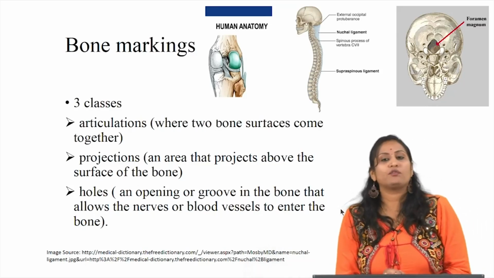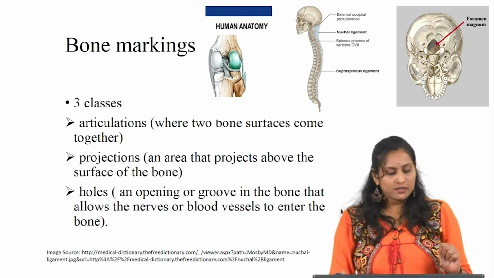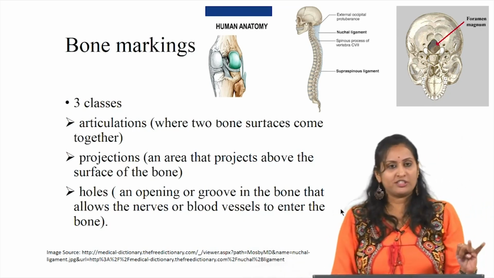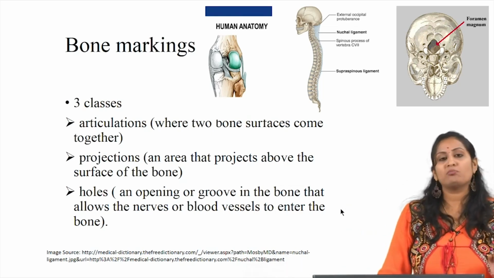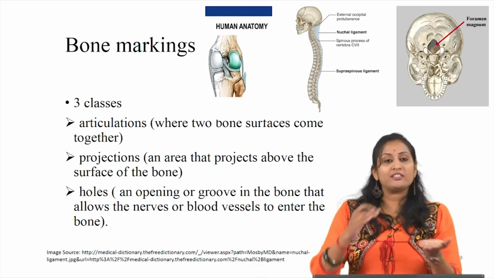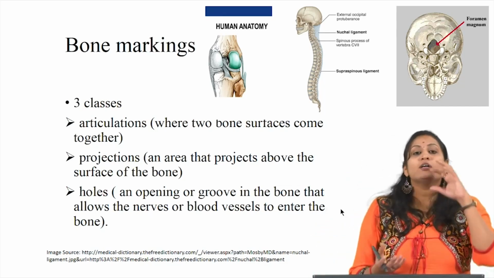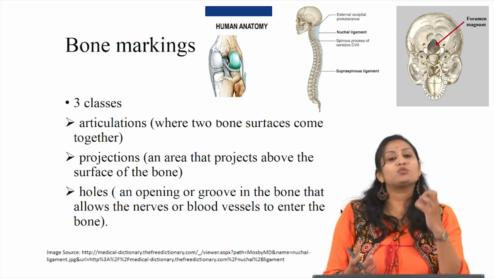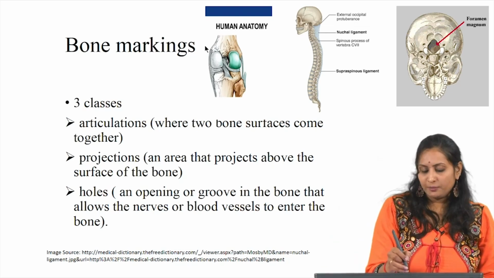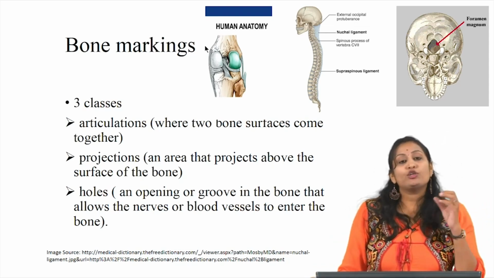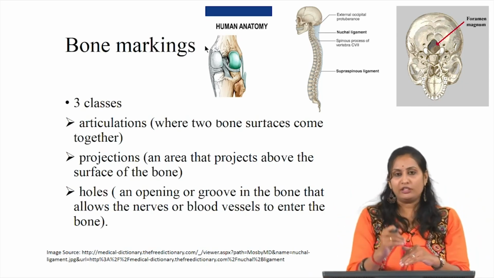And the surface features of the bone: bone markings. There are three general classes of bone markings: articulations, projections and holes. As the name implies, the first class, articulation, is where two bone surfaces come together. These surfaces tend to conform to one another, such as one being rounded, the other being cupped, in order to facilitate the function of articulation. Articulation means joint, for example, the knee joint.